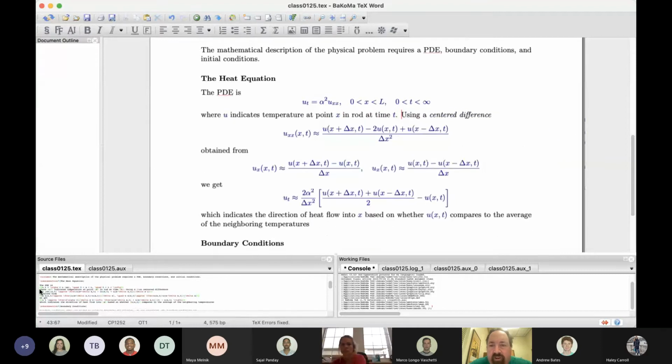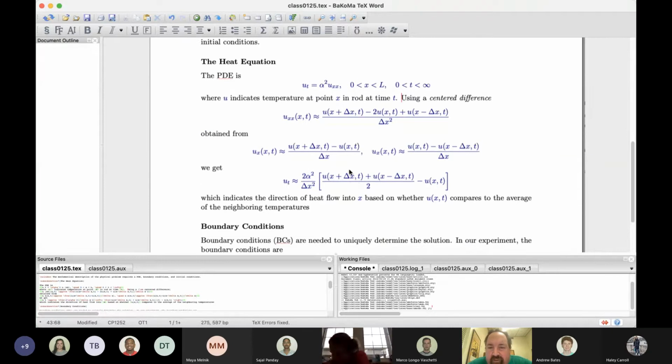That U refers to temperature. If the average of neighboring temperatures is greater than the temperature at a certain point, then this quantity will be positive. Therefore, the temperature is going to increase.